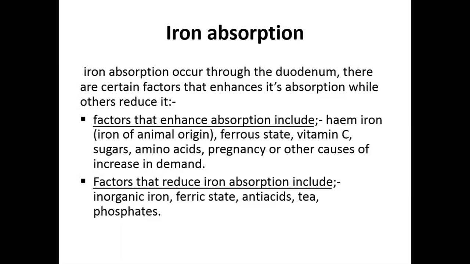We have certain factors that reduce iron absorption, which include the presence of inorganic iron, non-heme iron, the ferric state of iron, and consumption of antacids, which are used to treat stomach acidity and can reduce absorption of iron. Tea consumption will also reduce the absorption of iron. Phosphates, all these can reduce absorption of iron.